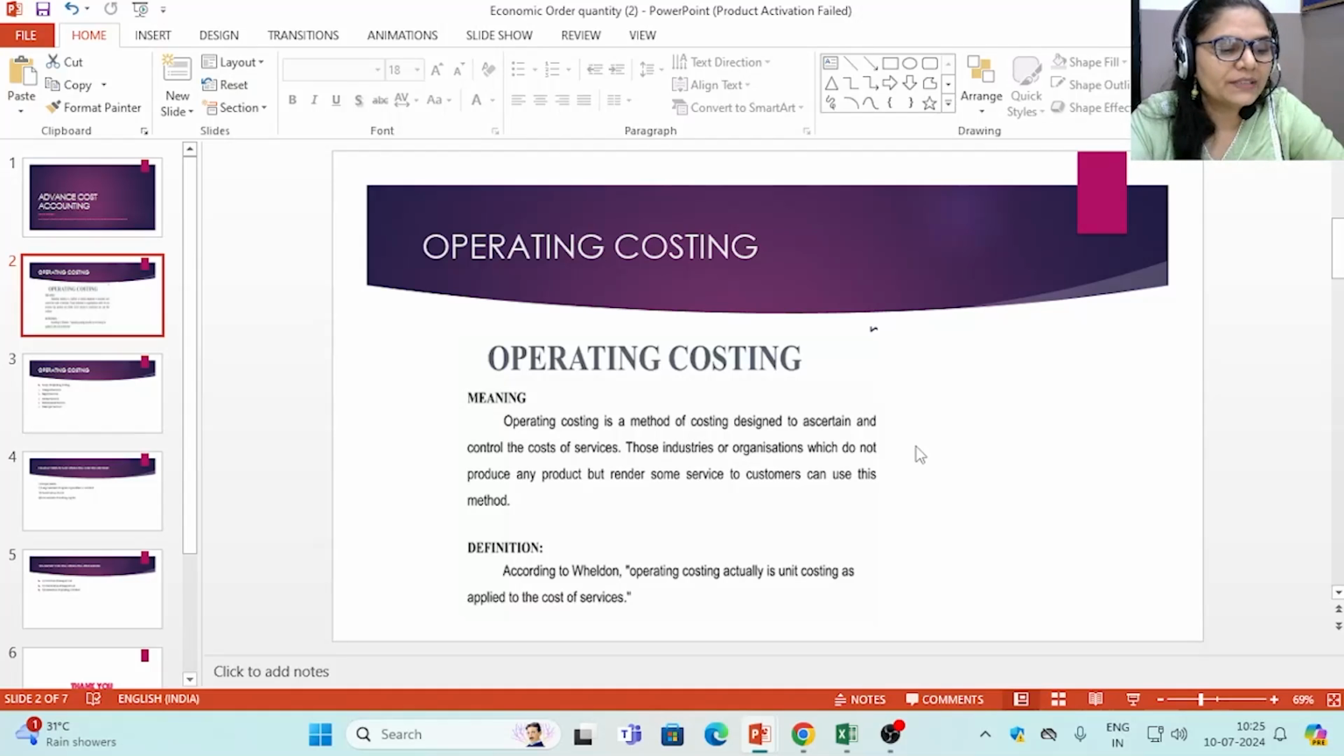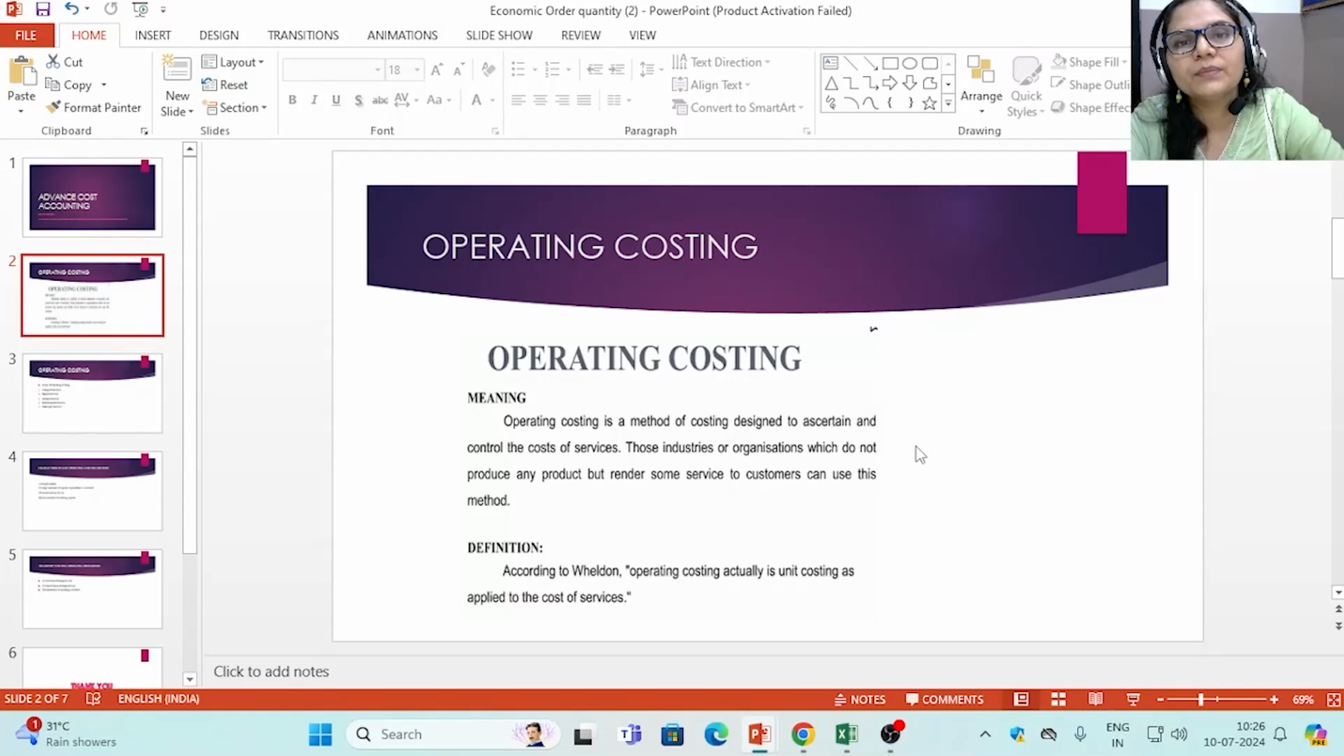Operating cost applies where standardized services are provided by an undertaking or by a service cost center within an undertaking. The operating cost method is similar to the unit cost method or output cost method, as the cost per unit of the service rendered is required to be ascertained in this method by preparing the cost sheet.